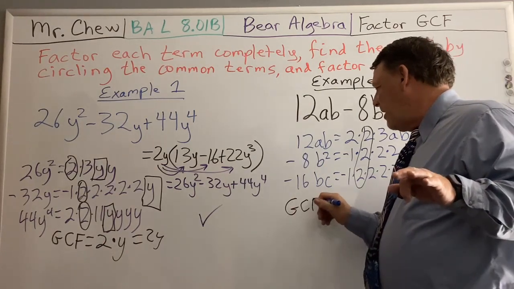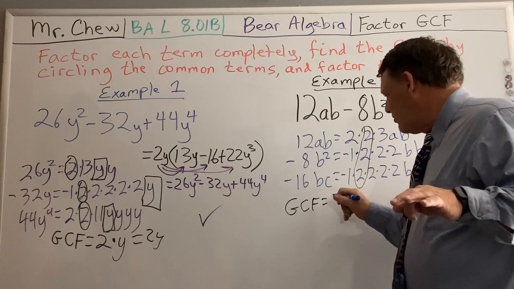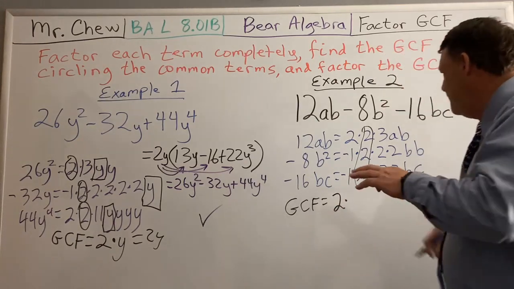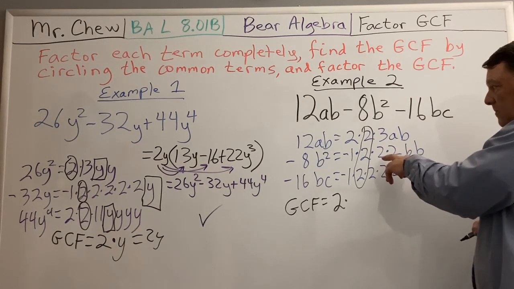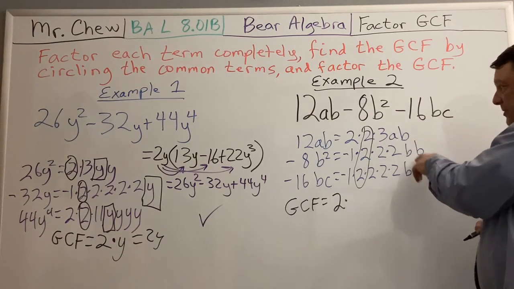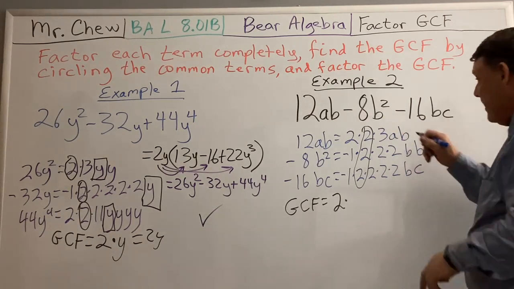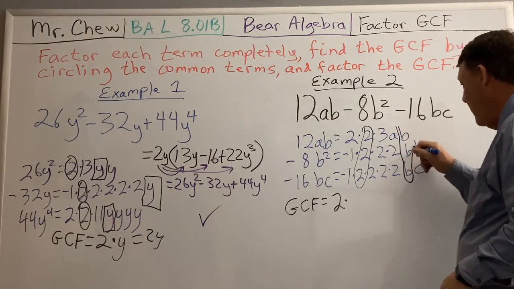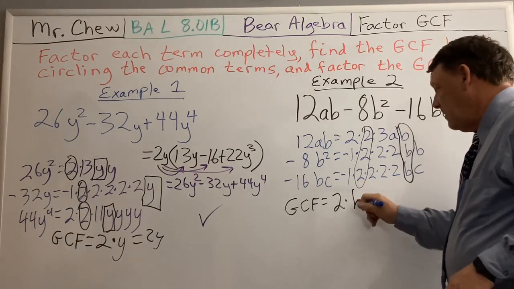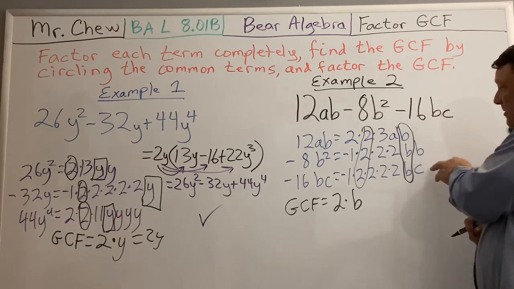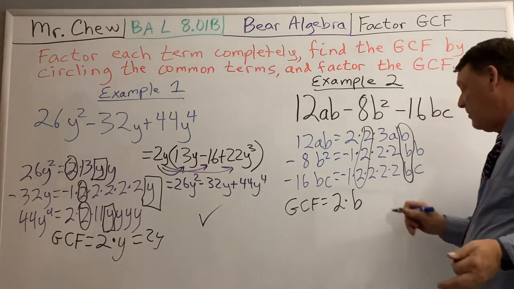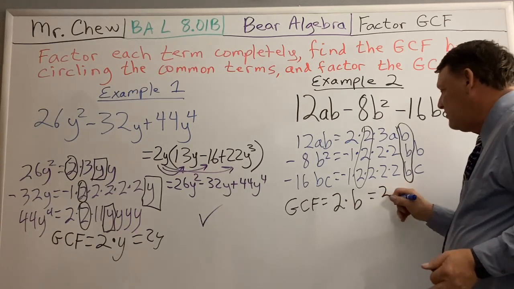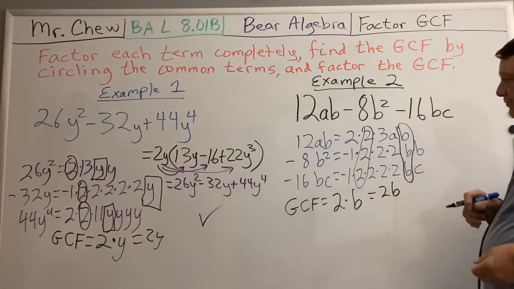So the GCF equals, I circled it, so I use it as a factor. Now I can't do this 3 because there's no 3 in these two. I can't do the a because there's no a here, but look, there's a b. And I circle it. And then I can't do the b or c because it's not in the other two. So the GCF is 2b.